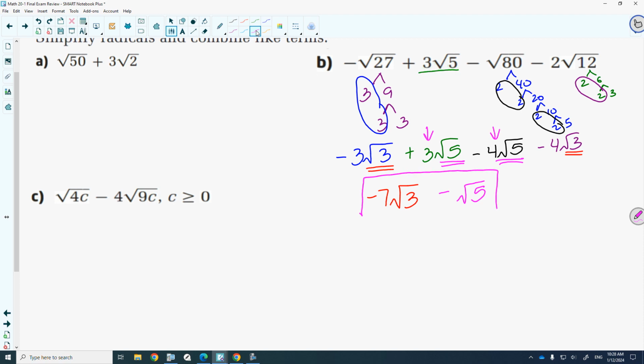A couple other ways this answer could be expressed. This would be the same as negative 5 minus 7 root 3. Somebody might write it like that. Or, do you know one other way we could express this answer? Tessa? Take the negative out. So I could have factored out a negative, and then Tessa, what would I have in my binomial bracket? Yes. Yep.